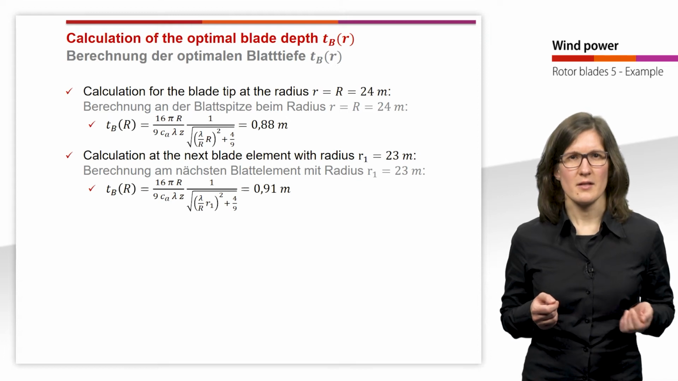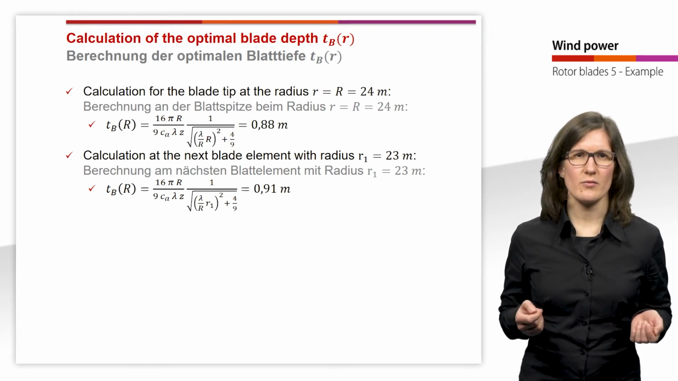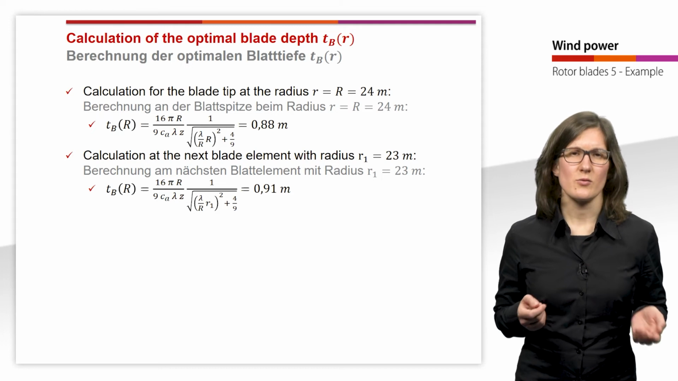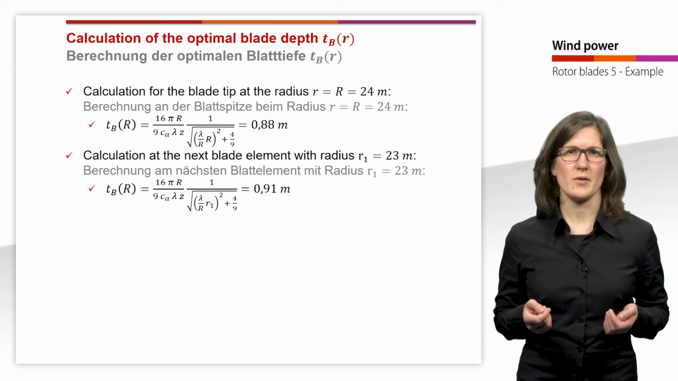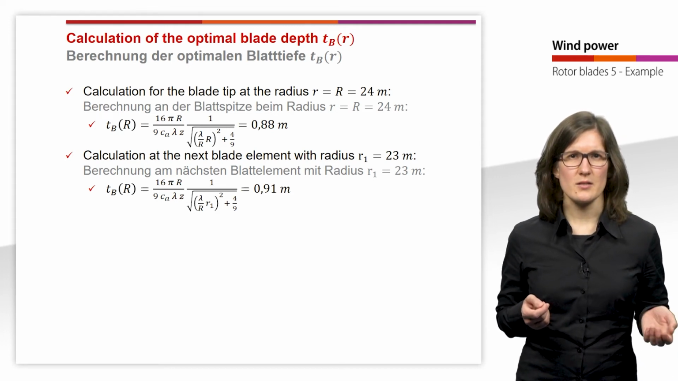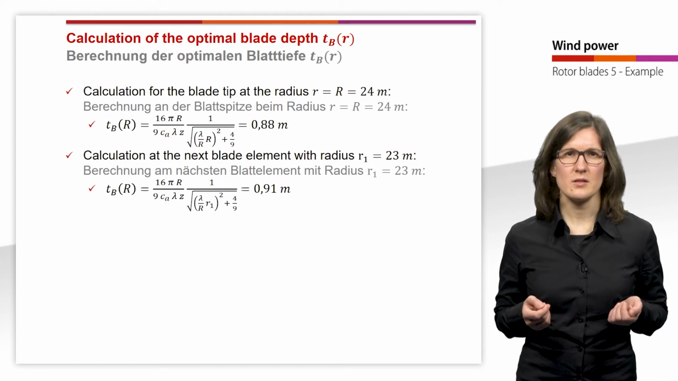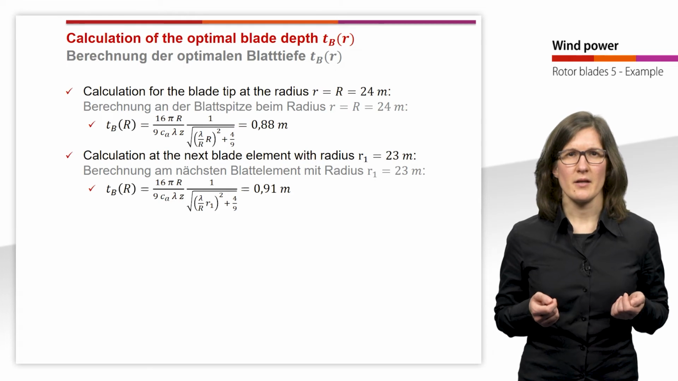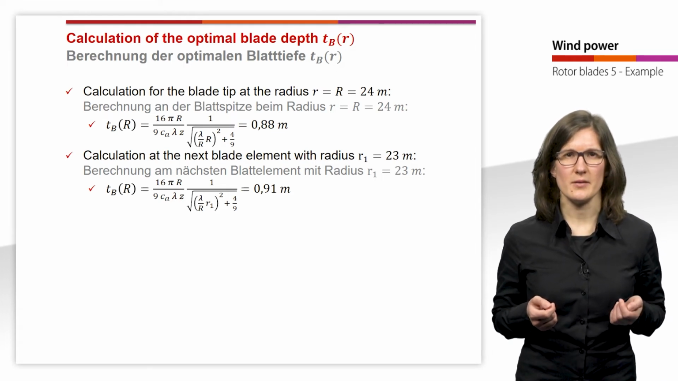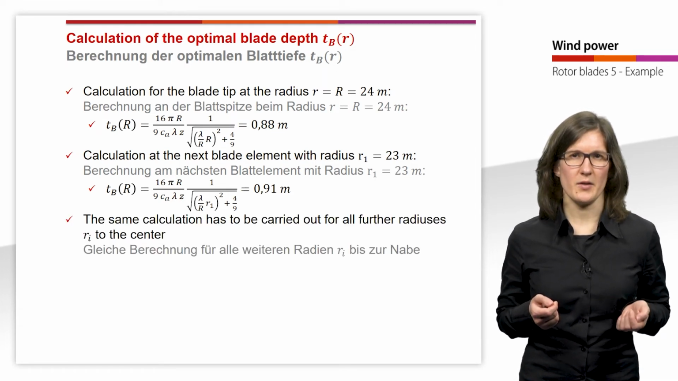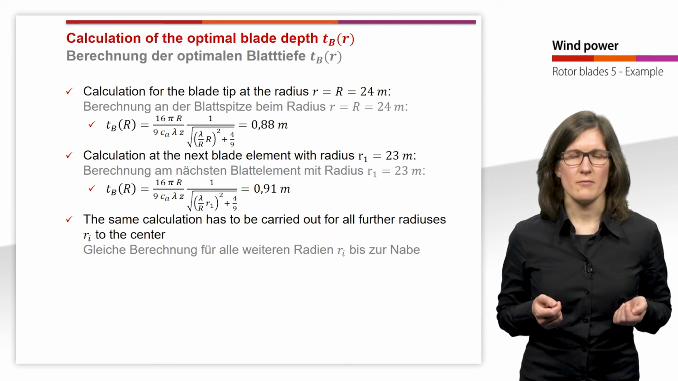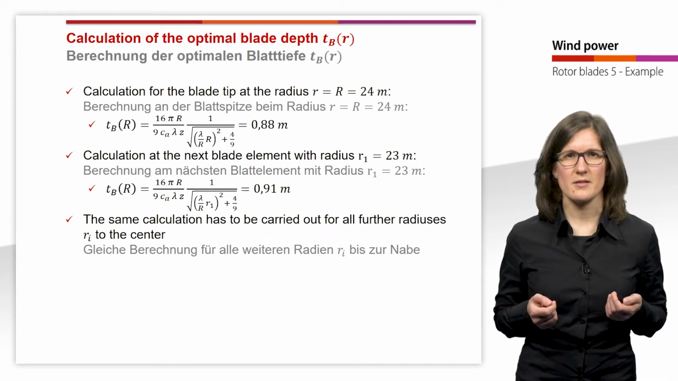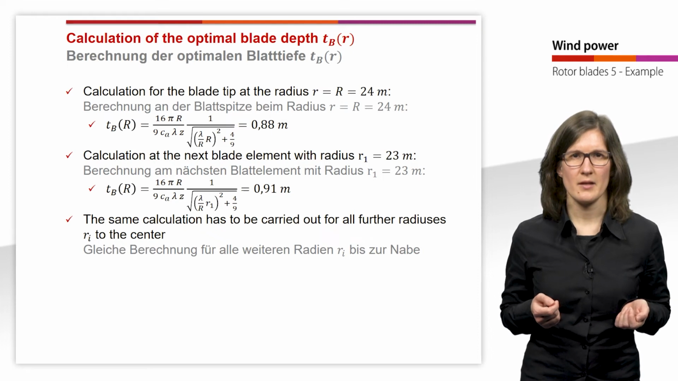And after that, this calculation is carried out for the next blade element at a radius of 23 meters. And when inserting the given values, we reach an optimal blade depth of 0.91 meters for this element. The same calculation has to be carried out for all further blade elements until the center of the rotor.